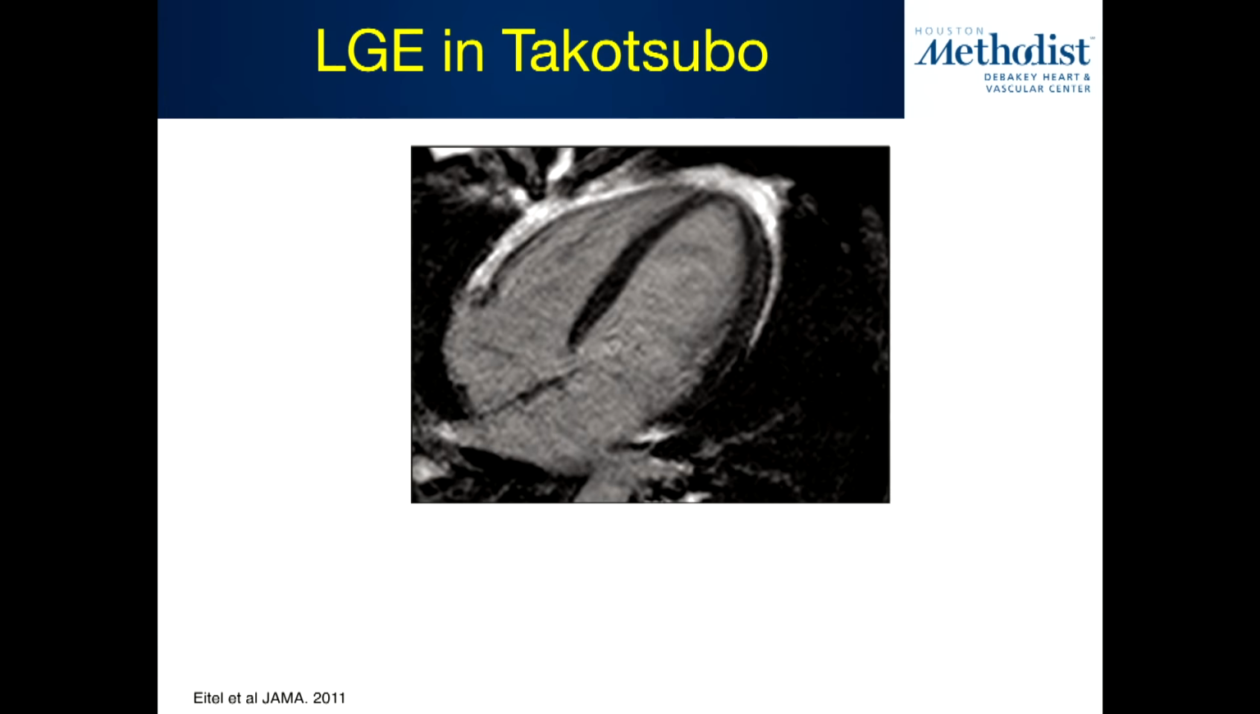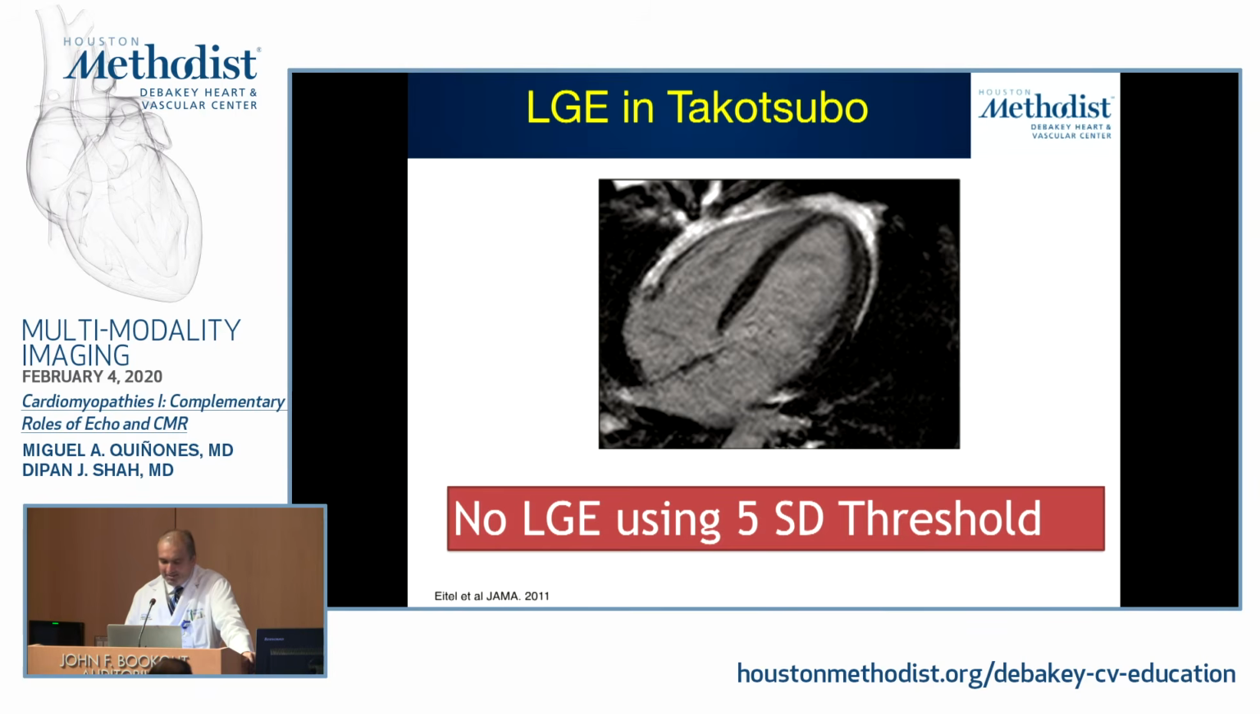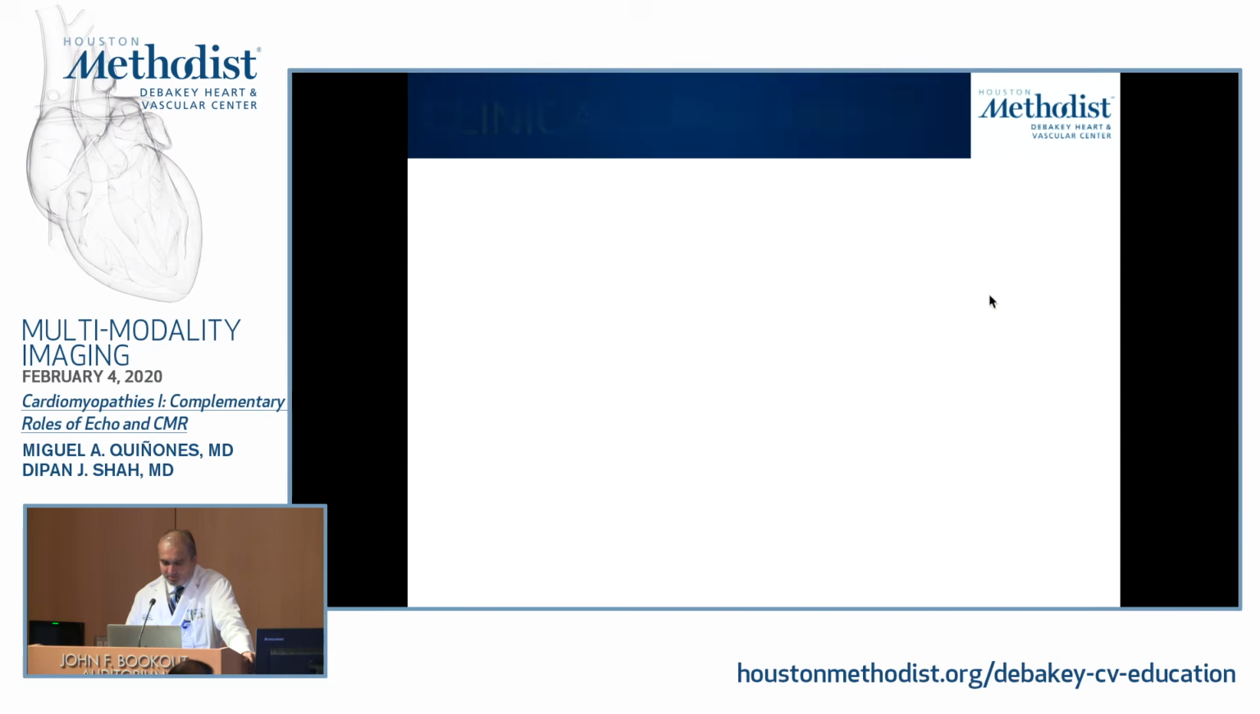Now, what are the findings when we do our delayed enhancement MRI? The reality is that when you do delayed enhancement MRI, you generally don't see any hyperenhancement in patients with Takotsubo's, and that's consistent with the fact that they really don't have much in the way of enzyme release in the setting of Takotsubo's cardiomyopathy. Further supporting this, when they brought patients back for follow-up in this series, the ejection fraction normalized in most of them. The EF went from 47 to 66, and the LV end-diastolic volume went from 134 down to 118, so really significant reverse LV remodeling occurred.